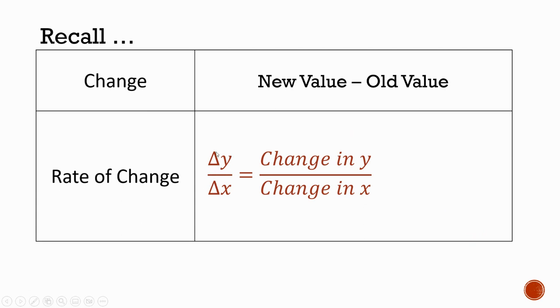This delta, all it means in math, it's a Greek letter, is change in y over change in x. Delta y over delta x, these things are the exact same thing: change in y over change in x. Or we can also call it y2 minus y1 over x2 minus x1.